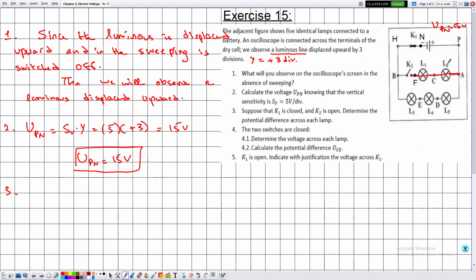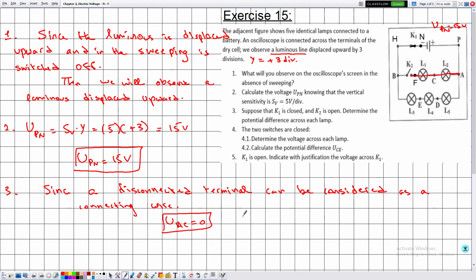So let's start with the lamps L1 and L2, and let's say since a disconnected terminal can be considered as a connecting wire, then in this case UAC, the voltage across the lamp L2, is 0, and UCF is equal to 0 for the same reason. Since it is a disconnected terminal, which can be considered as a connecting wire.